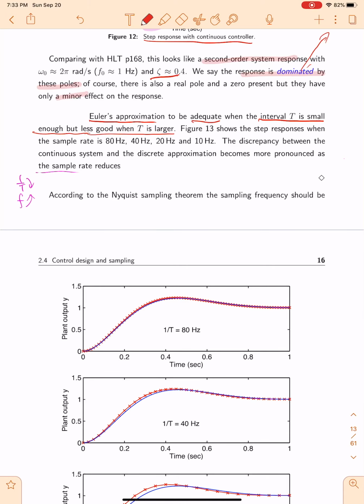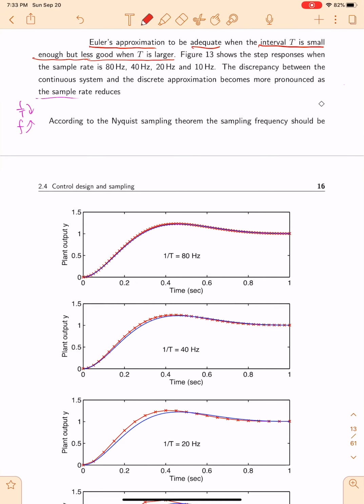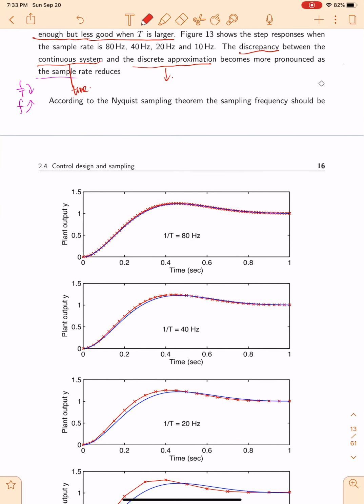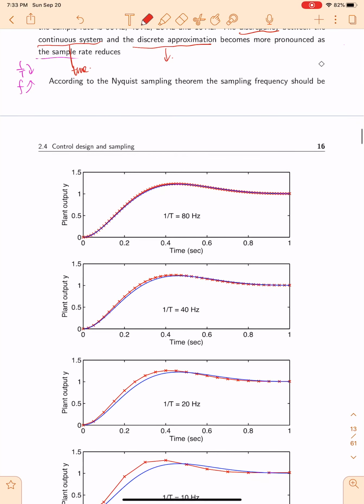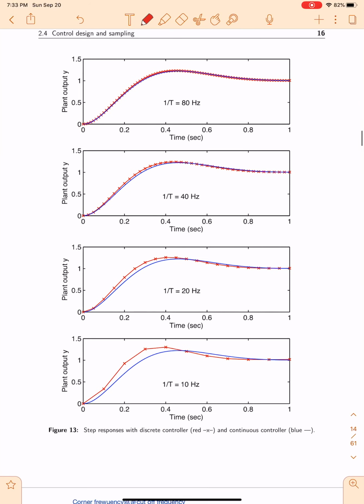Figure 13 shows the step response when sample rate is 80, 40, 20. So he's choosing a different t to compare the discrepancy between the continuous system and the discrete approximation. So this is our true system and discrete is our approximation. When the sample rate reduces, which means t is increasing, you see the discrepancy is becoming greater.